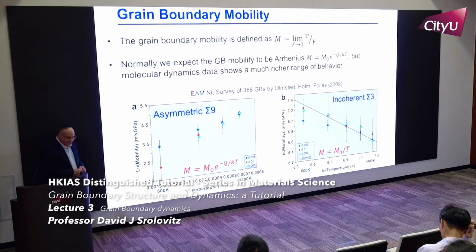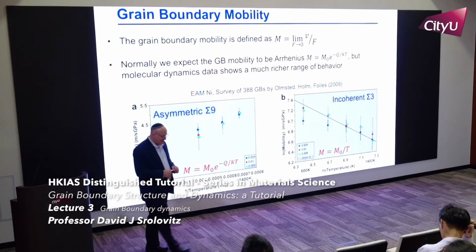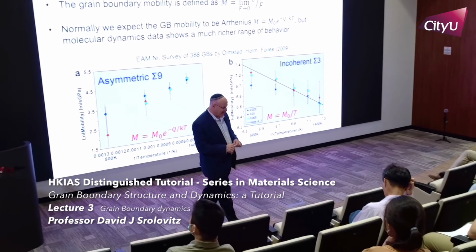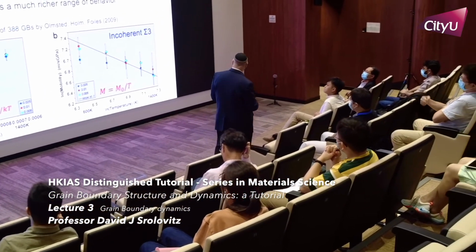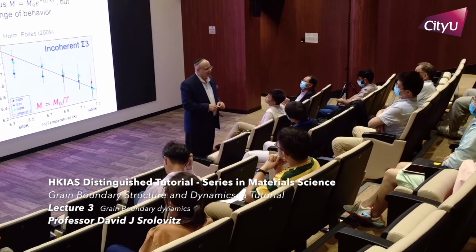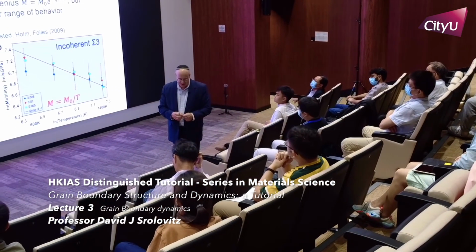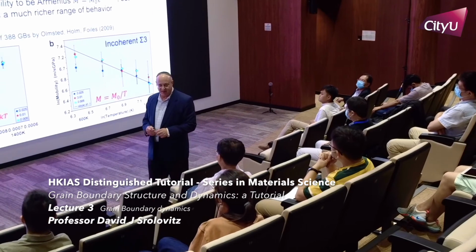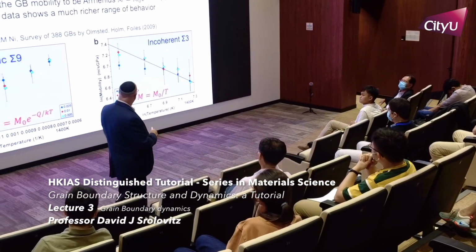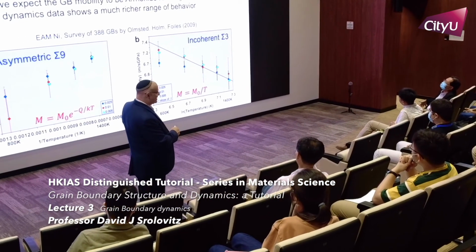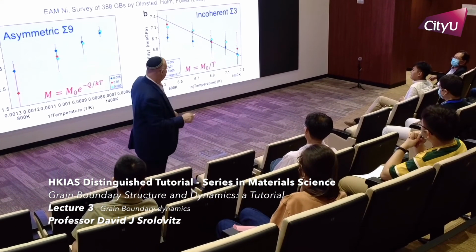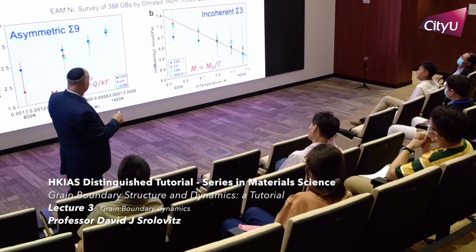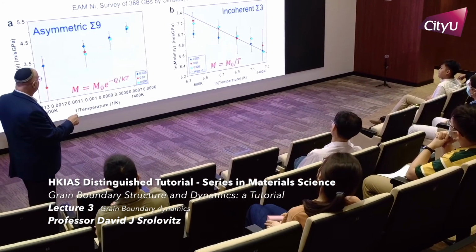Okay. So up to now, when we've been talking about the finite temperature behavior, I was talking about the beta values as a function of temperature. Now, let's talk about grain boundary mobility. Just to remind you, the grain boundary mobility is usually defined as the ratio of the velocity of the boundary to the driving force. So it's the coefficient that relates those two things. And you always want to do it in the limit that the driving force is 0.